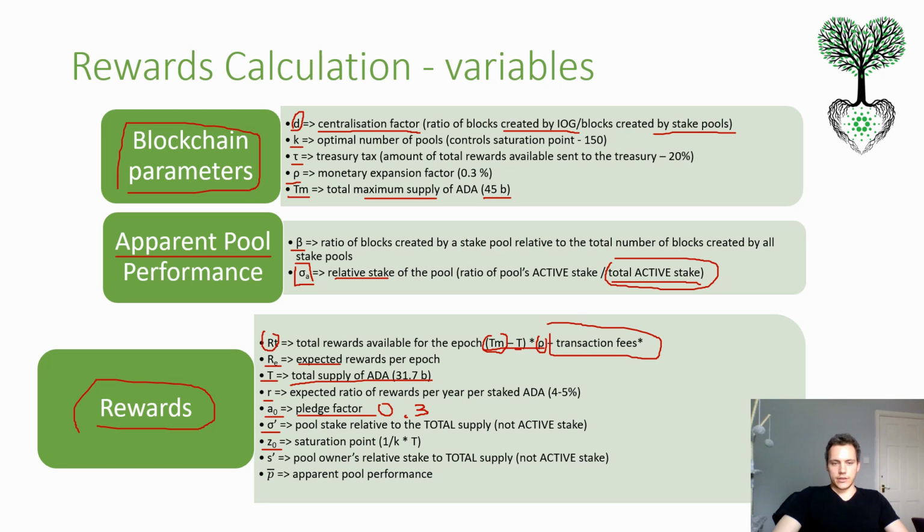The next thing is Z0, which is the saturation point, as we mentioned, controlled by the K parameter. This is the formula that you can use to get the saturation amount of ADA, which will be around 213 million ADA, I think. S prime is the pool owner's relative stake, so it's basically the amount of pool pledge, relative to the total supply again. So you might notice that rewards are actually calculated based on the total supply of ADA and not the active stake, which is an important thing to distinguish. And then we have P, which is the apparent pool performance, a very important factor, which we're going to get to soon.